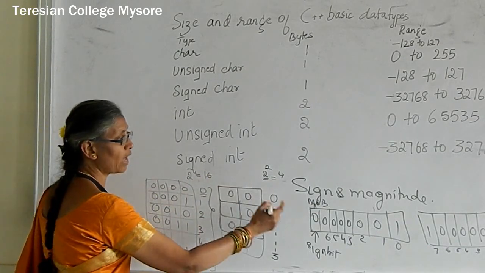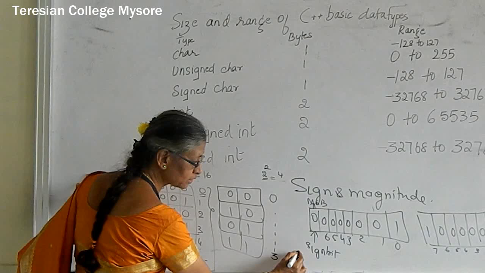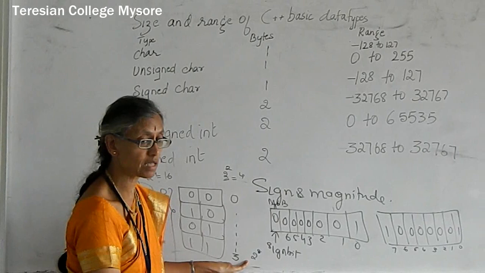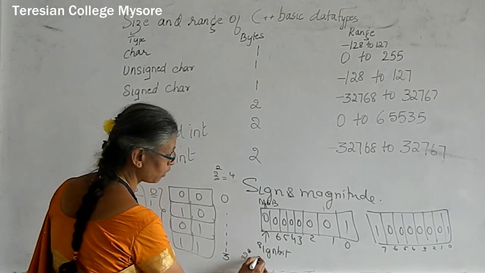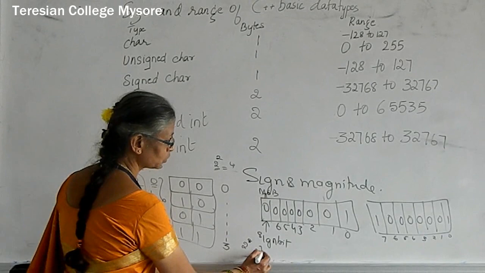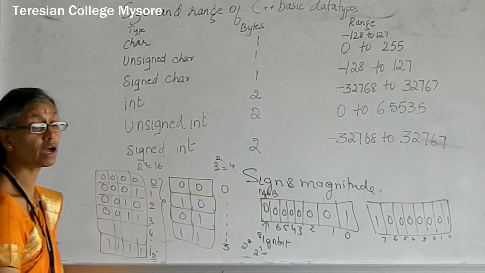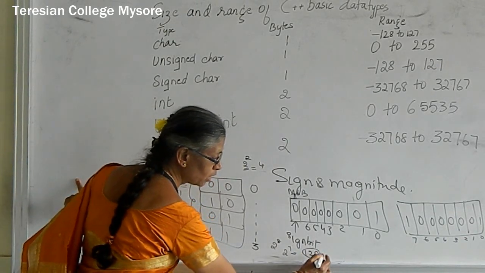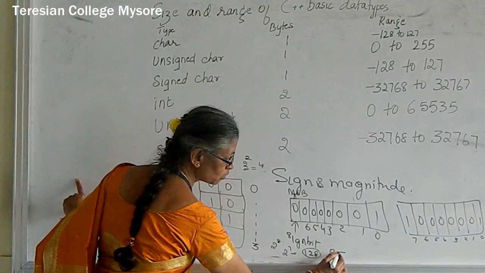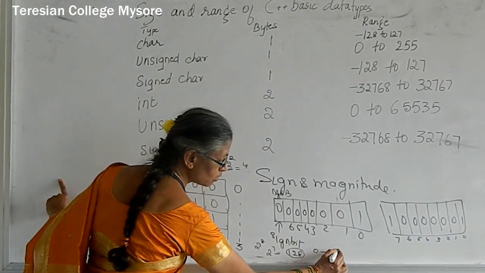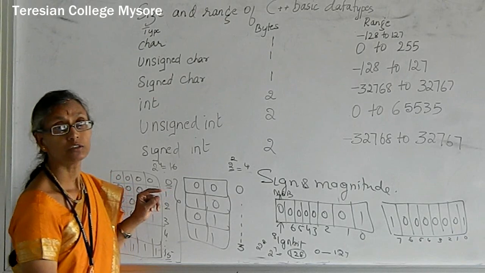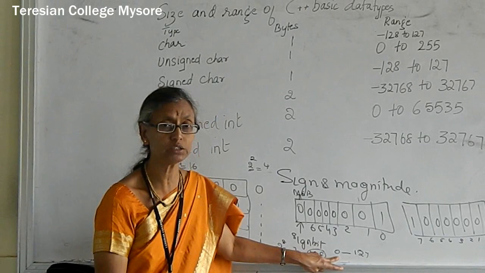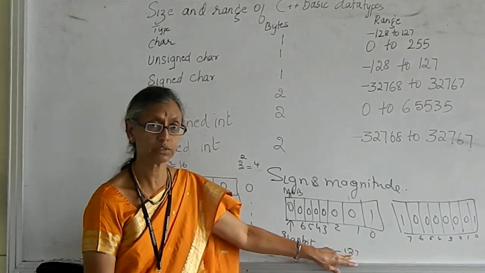So similarly, if you have 8 bits, it is 2 to the power of 8. Here, since the most significant bit is used as a sign bit, it is going to be 2 to the power of 7. So 2 to the power of 7 works out to 128 numbers you can store. The lowest number you can store is 0, and the highest is 127. That is positive, 0 to 127.